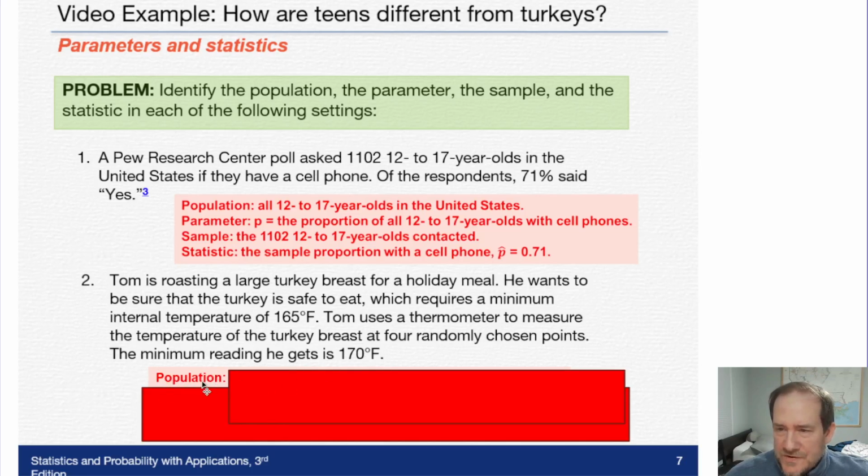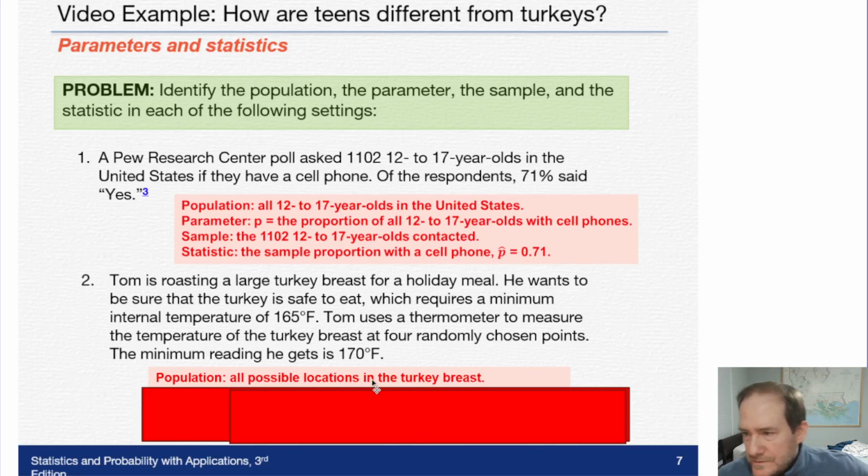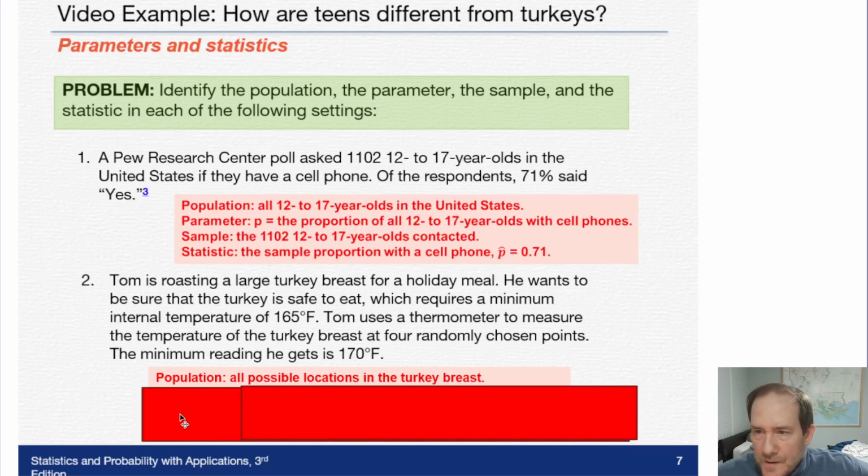So what's the population? Well, what's Tom interested in learning about? He wants to learn about the internal temperatures of his turkey, right? So the population should be the internal temperature of Tom's turkey at every possible location. That's the population, would be every possible spot on the turkey, you find the internal temperature. Let's see how they worded that. All possible locations in the turkey breast. Yes. Sounds good. Okay. Then what's the parameter that we're looking for?